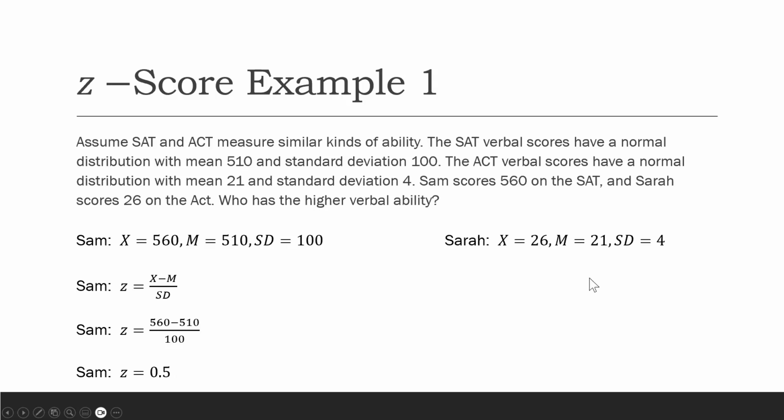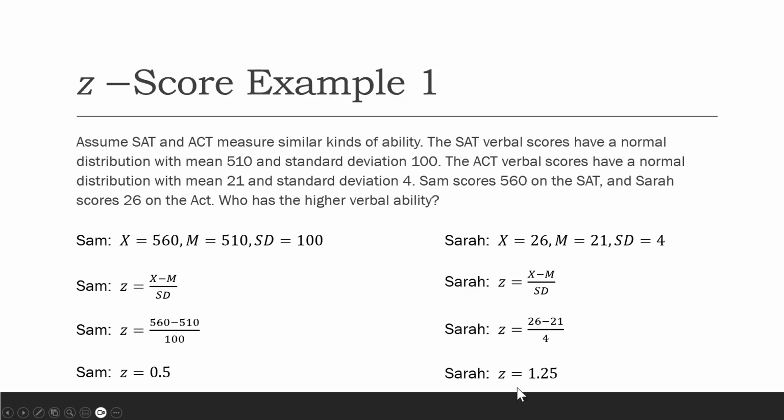Let's do the same for Sarah. Sarah scored 26, so Sarah's observation is 26. The mean of the ACT is 21 with a standard deviation of 4. So if I use that same formula for Sarah, I'm going to get 5 over 4, or 1.25. Now, Sarah scored 26, which is above the mean, so I expected this to be positive. If her score was below the mean, this would have been a negative value, because when I do a smaller number minus a larger number, I'm going to get a negative value.